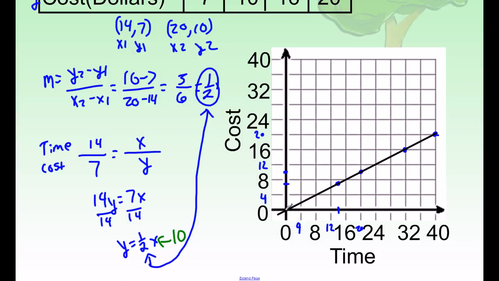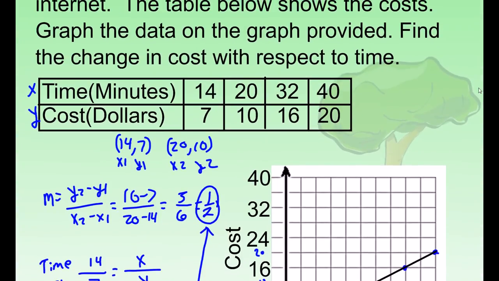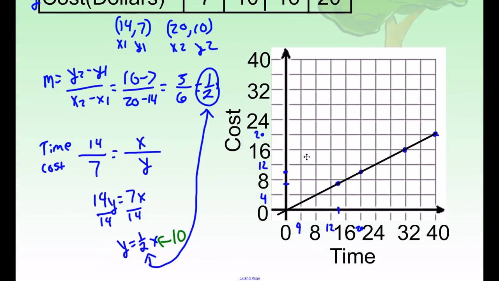So the bigger the slope, if I had a slope that was much higher, let me draw another line here. So if I had a bigger slope, I would have a bigger rate of change. It'd be changing faster. Every 10 minutes would cost you more money because it's a bigger change. The slope of the line and the rate of change are the same thing. Find the change in cost with respect to time. The change in cost with respect to time is 1/2. 50 cents for every minute. That's what we found.